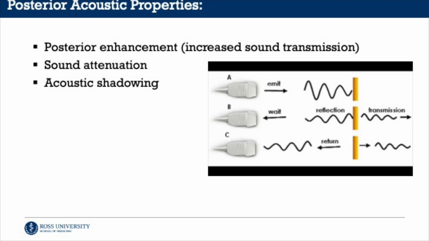Acoustic shadowing is a type of artifact on an ultrasound image, which is characterized by a signal void behind structures that strongly absorb or reflect ultrasonic waves. It happens most frequently with solid structures, as sound conducts most rapidly in areas where molecules are closely packed, such as in bone or stones.